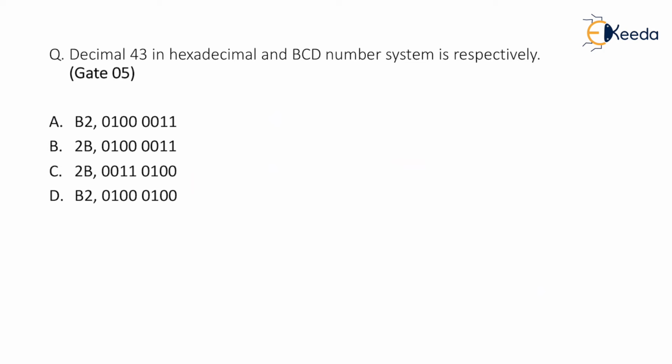Decimal 43 in hexadecimal and BCD number system respectively. So actually they are asking you, representing decimal 43 in hexadecimal as well as in BCD respectively, what they will show you. So 4 options are given. Out of 4 options, the first gives you hexadecimal and the second represents the BCD number. So let's see what is the correct option. So decimal 43, it means the original number is in decimal form. Am I right? First of all, I'll try to convert it into binary.